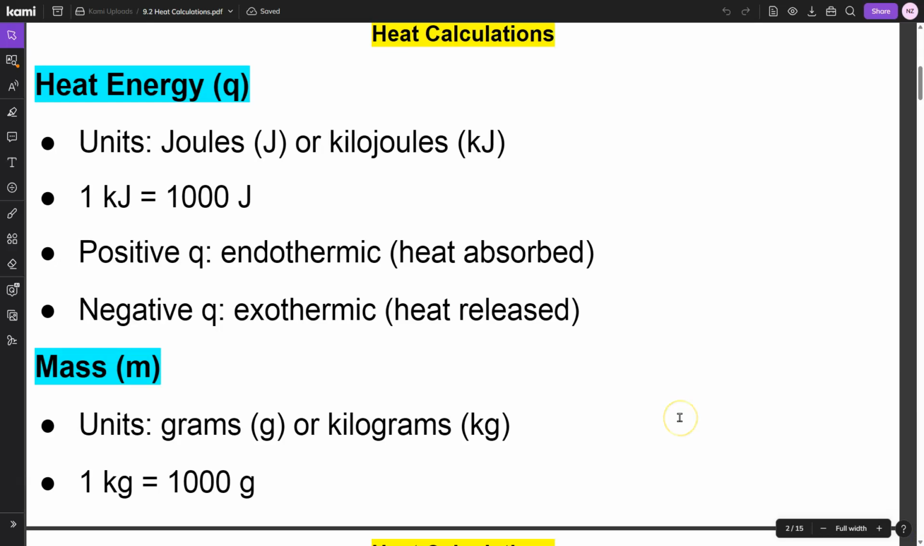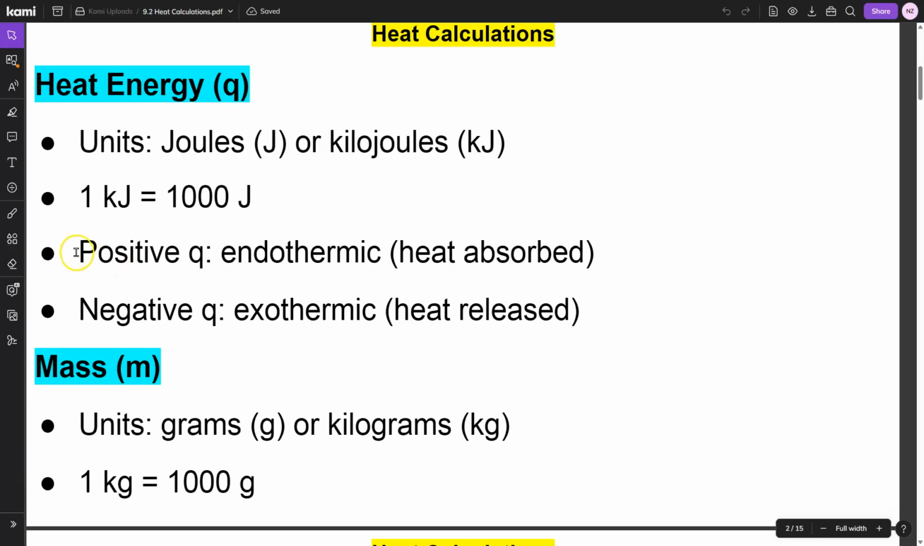So we have heat energy, which uses the variable Q. Now, just like in physics, we're going to use the same units for energy. Those are going to be joules or kilojoules. And the conversion between those is 1 kilojoule equals 1,000 joules.